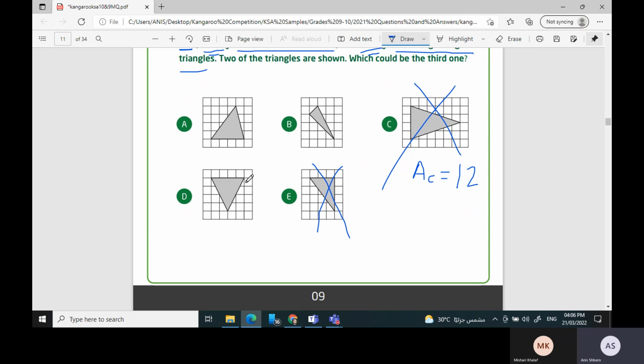I'm going to try this one. 1, 2, 3, 4. The same process. So the base is equal to 4 units, and the height is equal to 1, 2, 3, 4.